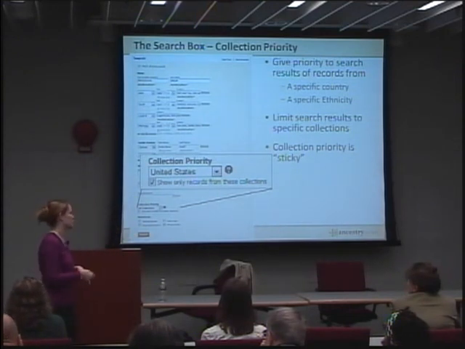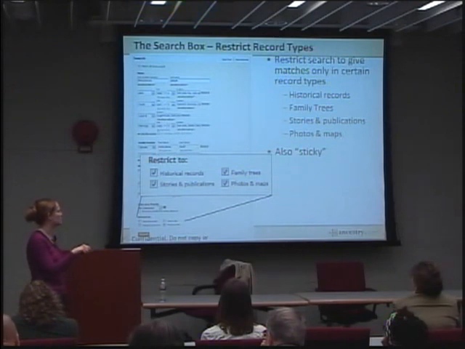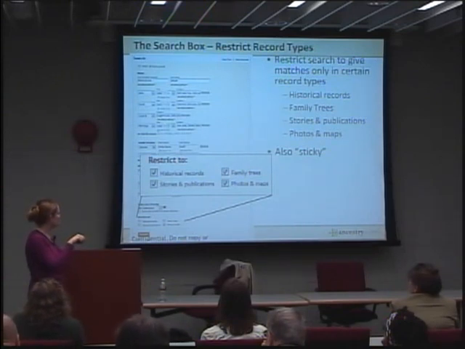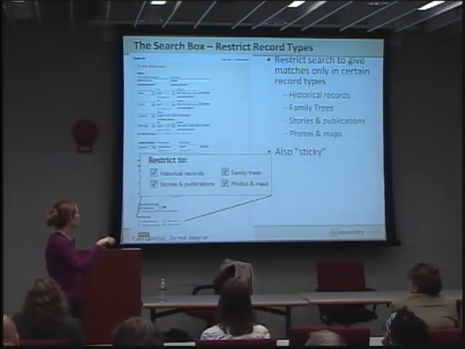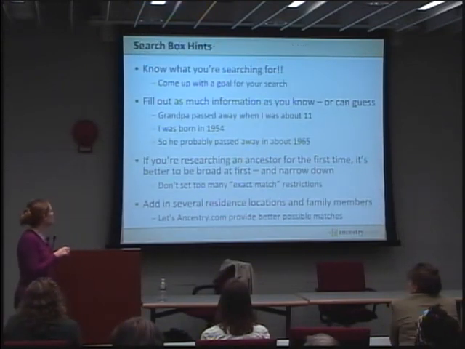Just be careful, it could change your results. Also, one way we subdivide our records is into historical records, family trees, stories and publications, photos and maps. You can click on the different ones. If you click them all, you're going to get results from all those areas. Let's say you only want family trees, you uncheck everything, and you only get other people's family trees. This is also sticky, so just be aware that if you're getting strange results, check and make sure that something isn't going on here.